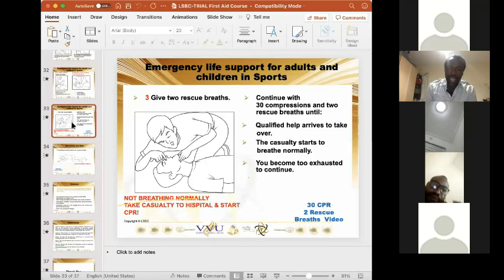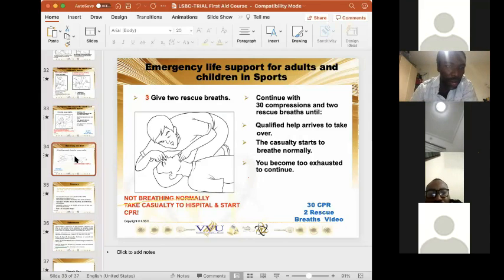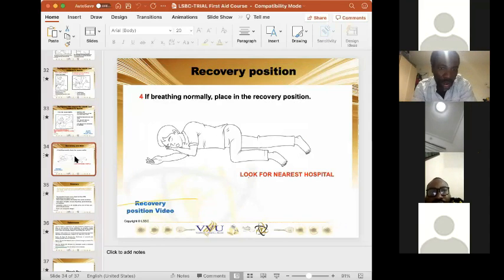And in case the casualty is breathing, then you'll be thinking about how to put the casualty in a recovery position. So I'm moving on to the last but one page, which talks about the recovery position. How do we put a casualty in the recovery position?